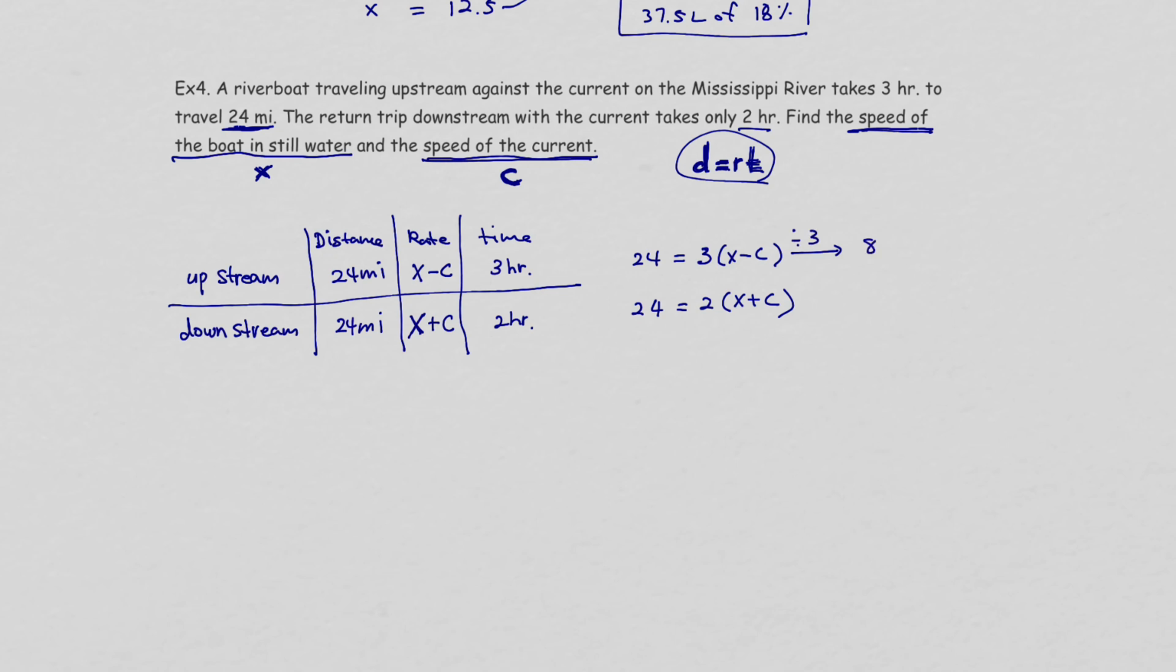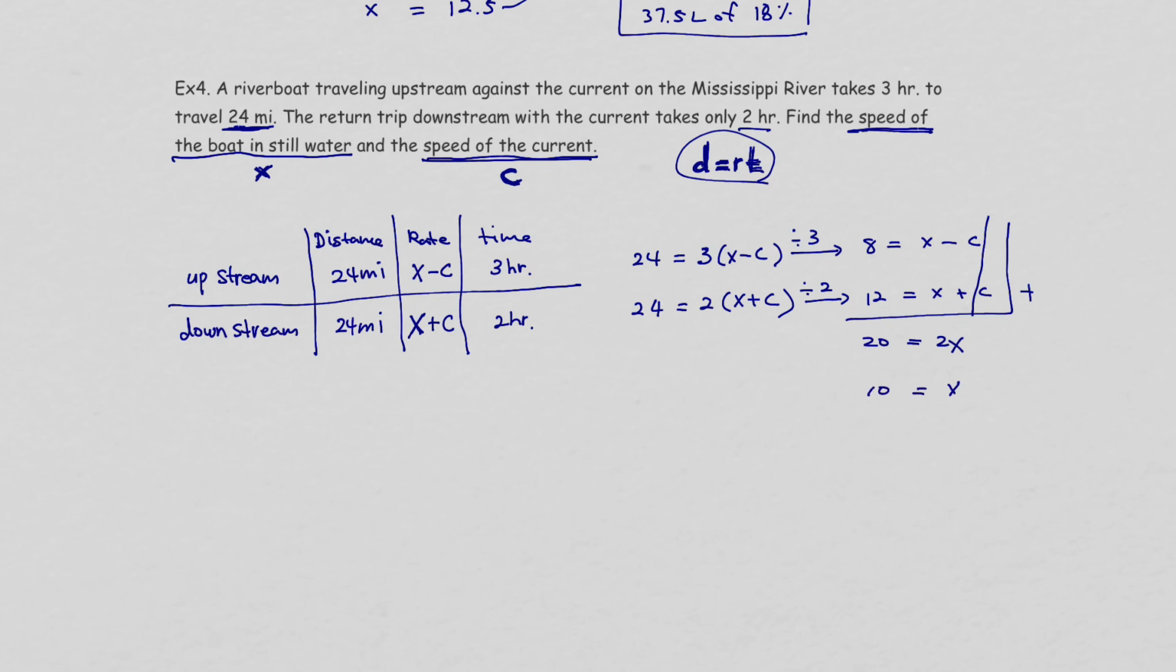Then I get 8 equals x minus c, because the 3 disappears when I divide both sides by 3. For the second equation, I divide by 2, and I get 12 equals x plus c. When I add those two equations, I get 20 equals 2x, and no more c, right? Divide both sides by 2, and x is 10.